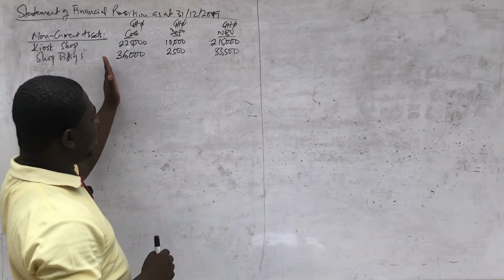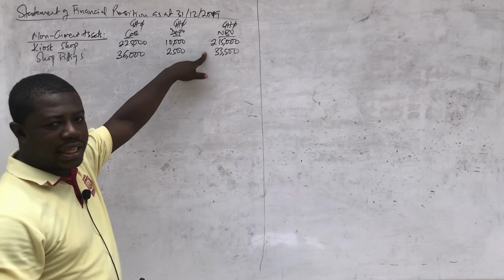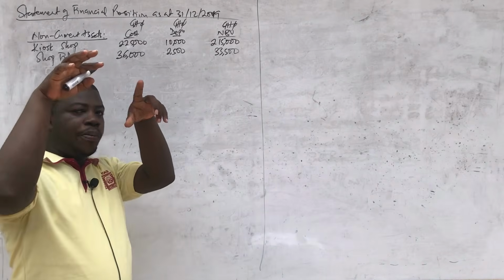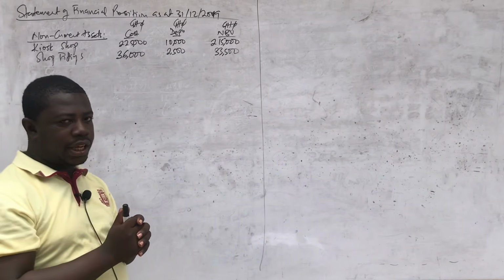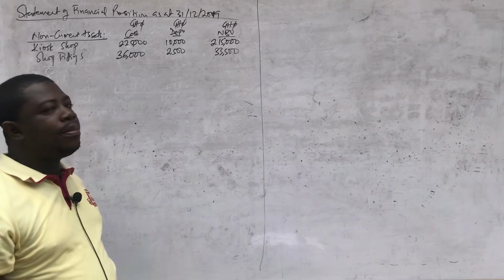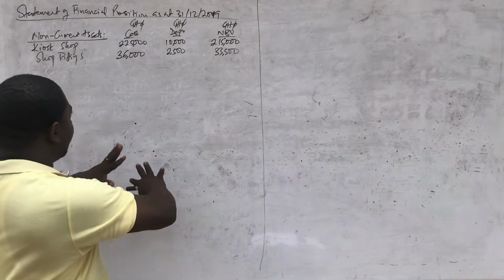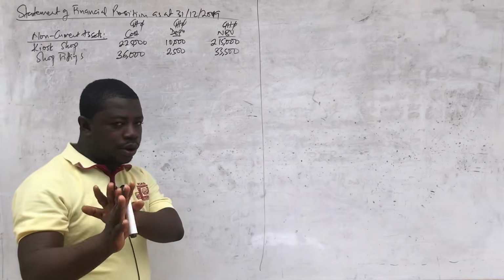Now, don't be confused with this asset the way I've done it. You could have ignored this and then just brought the closing balances, because we use the opening balances for the statement of affairs for the beginning to get a capital. But when it comes to the statement of financial position, everything that we are going to do, we are going to use the closing balances.